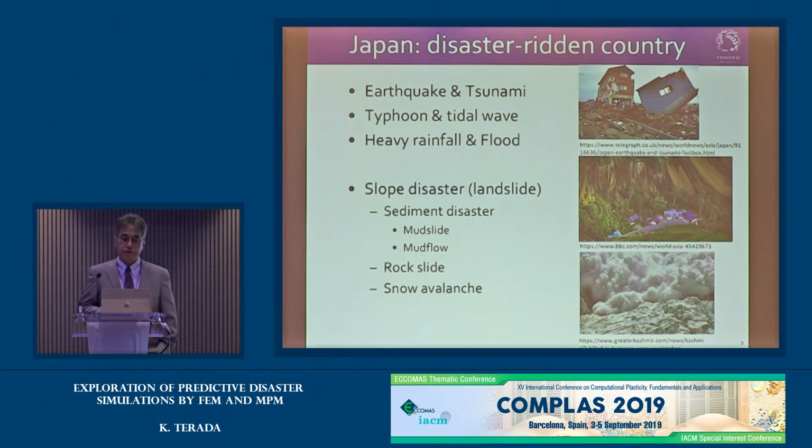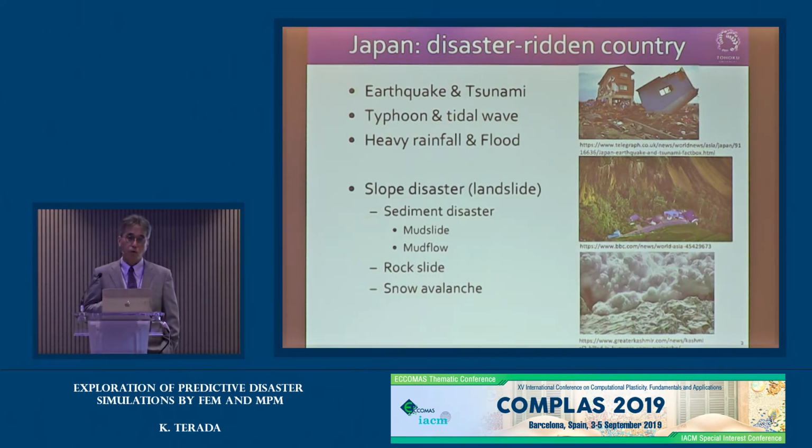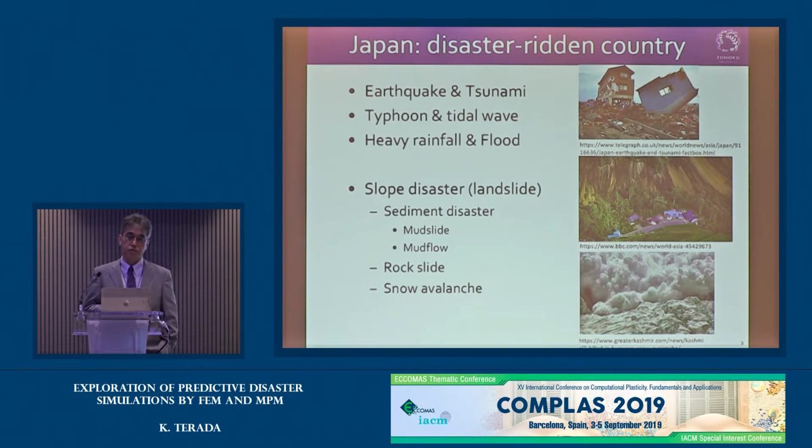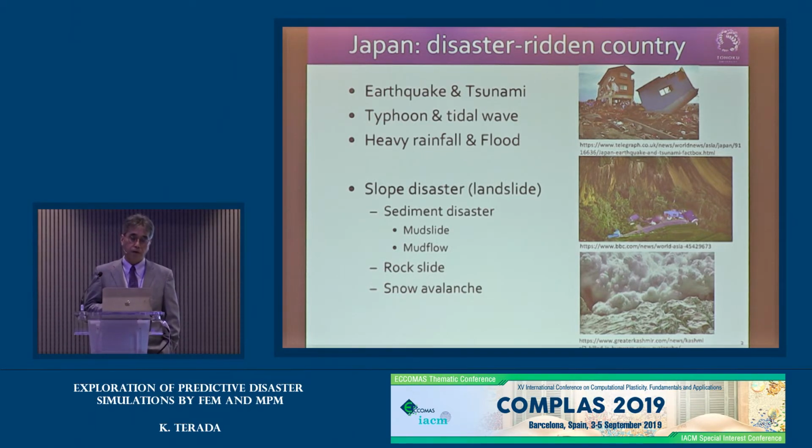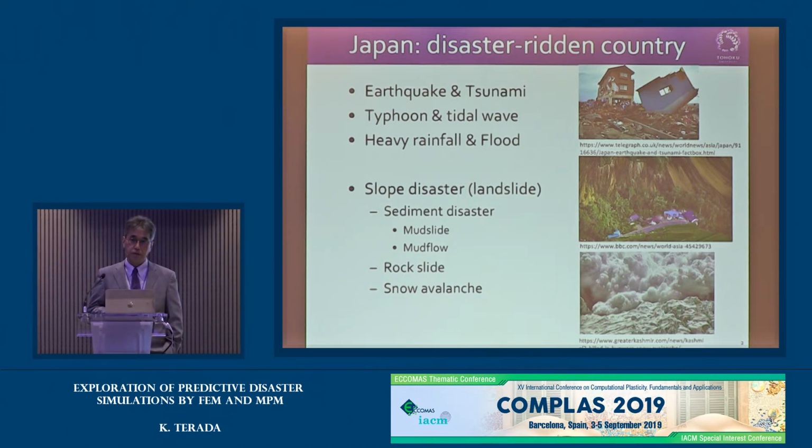Unfortunately, Japan is a disaster-ridden country. We are always challenged by some sort of disasters. For example, we have earthquakes and tsunamis, which occur with low frequency. In summer season, we have lots of typhoons and floods. Because of those natural disasters, we also have slope disasters, such as sediment disasters, including the mudslide, mud flow, and rock slide. In spring season, we also have the snow avalanche.